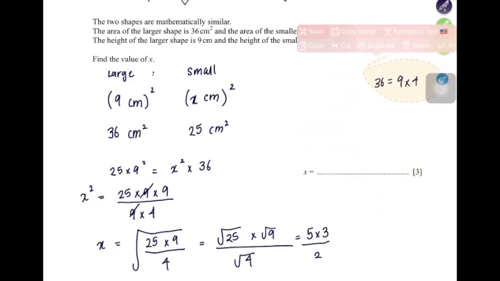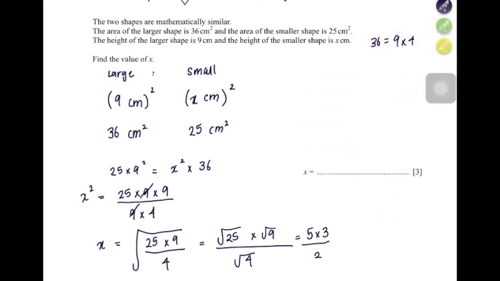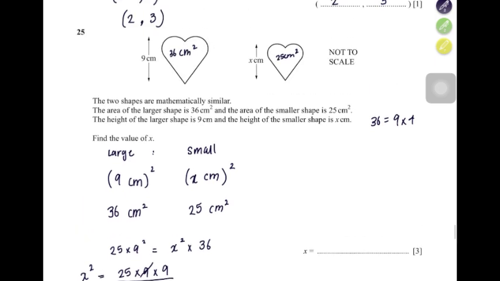All of this. 5 times 3 is 15. 15 divided by 2 equals, I believe, 7.5. So, the smaller height is 7.5 centimeters.